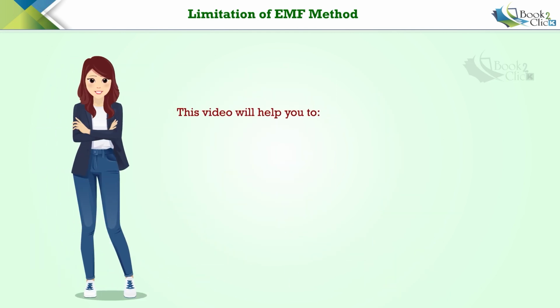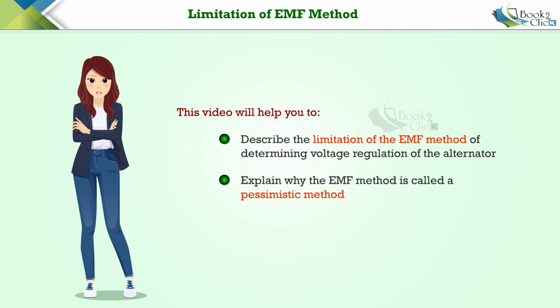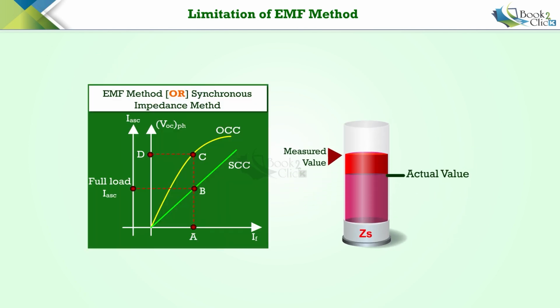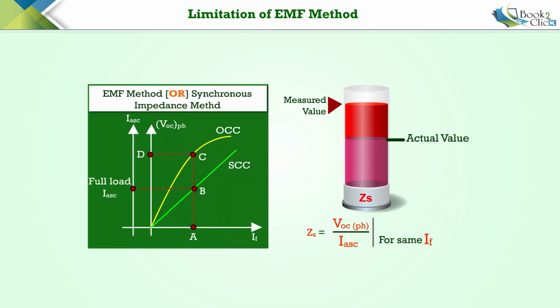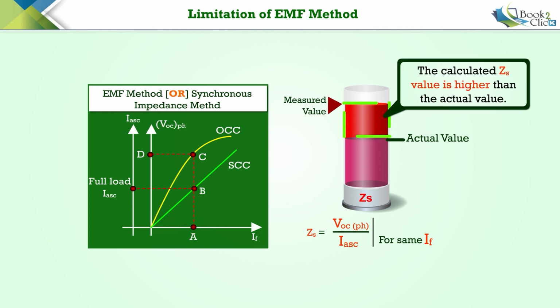This video will help you to describe the limitation of the EMF method of determining voltage regulation of the alternator. Explain why the EMF method is called a pessimistic method. The limitation of the EMF method is that the calculated value of synchronous impedance, ZS, is not accurate. It is higher than the actual value.